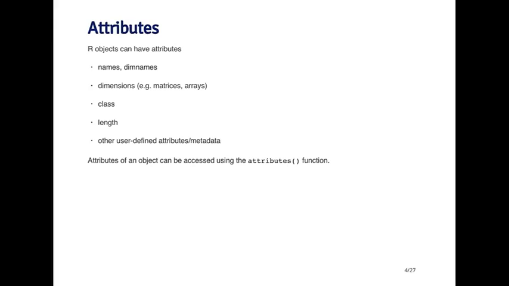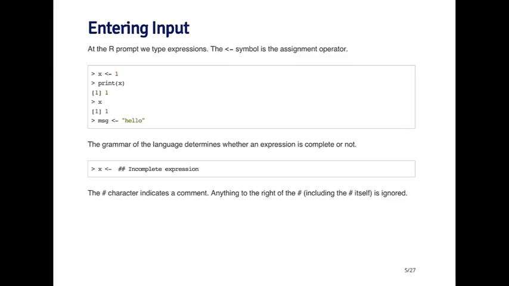Every object also has a length. For a vector, it's quite simple. The length of the object is just the number of elements in the vector. And then there may be other user-defined attributes or metadata, things that you can define separately for an object using various attribute functions. There is a general function called attributes, which allows you to set or modify the attributes for an R object. Once we start typing things into the R prompt, we're going to start coding and doing calculation. The things that we type into the R prompt are called expressions.